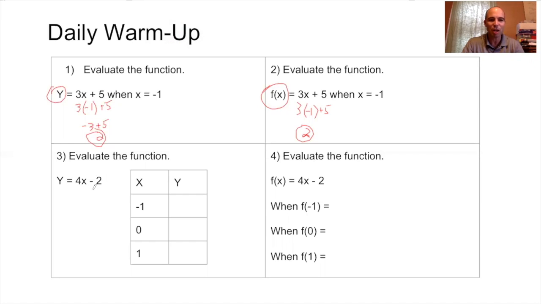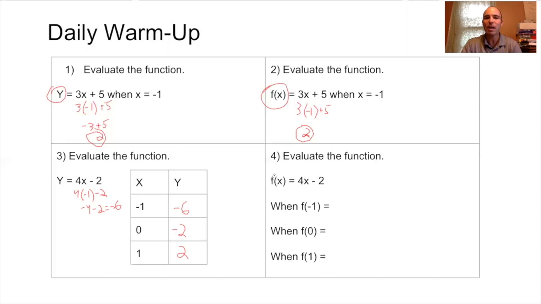Basically, we just plug in -1, right? 4 times -1 minus 2, what is that? -4 minus 2, which I believe is -6. You can check my math on this. Here, plug in 0: 4 times 0 minus 2 is -2. And plug in 1: 4 times 1 is 4, minus 2 is 2. So that's how your data table should have looked. And here, it's asking you to evaluate the function.